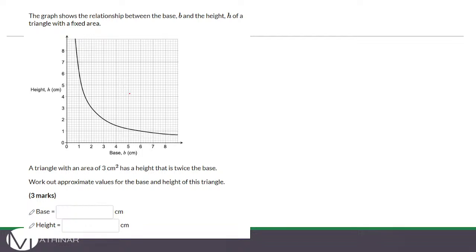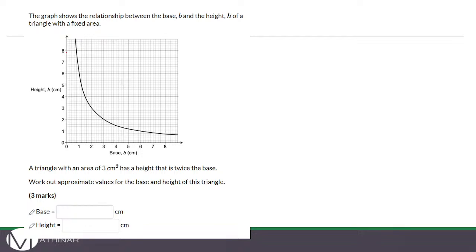Okay, I think this is our last one. So the graph shows a relationship between the base and the height of a triangle with a fixed area. So if a triangle with an area of 3 has a height that is twice its base, where on here is the height twice its base?